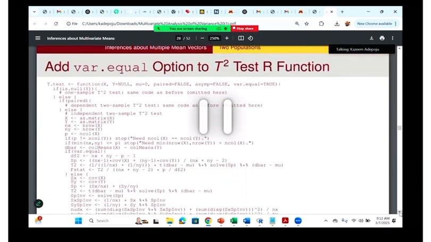Now, I need you to pay attention. The very first code is alternative squared when we are assuming equality of variance, or equality of covariance, similar to the one we did on Wednesday.